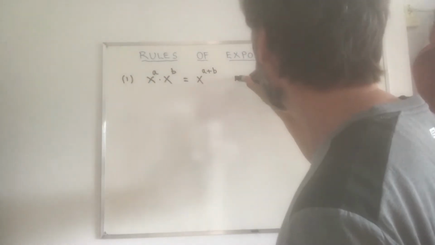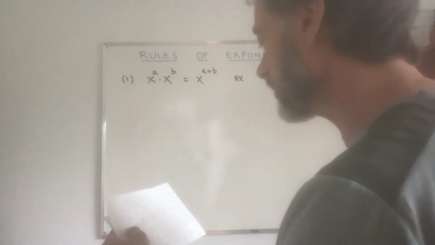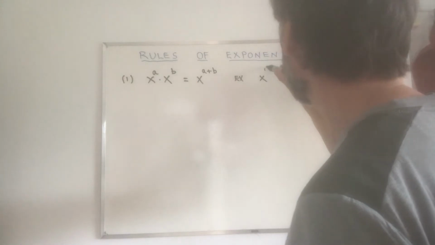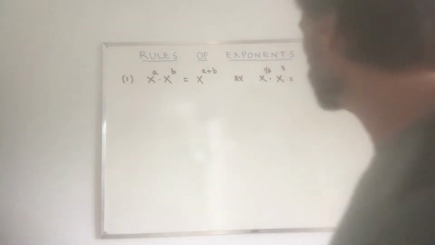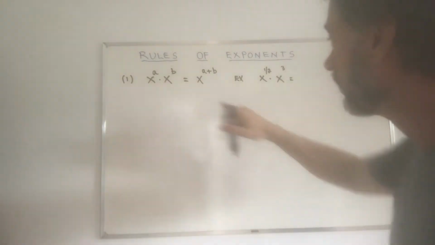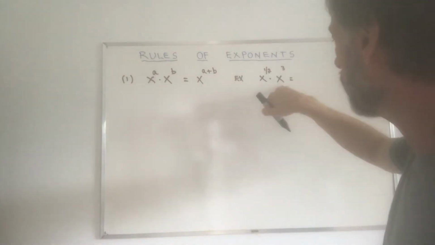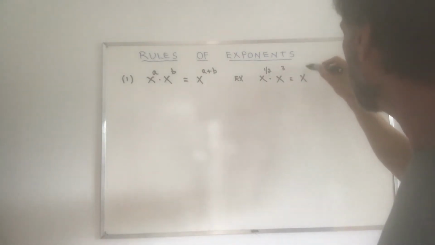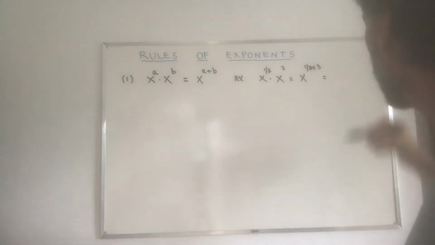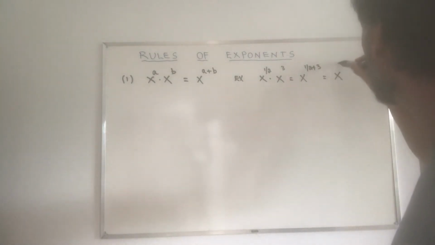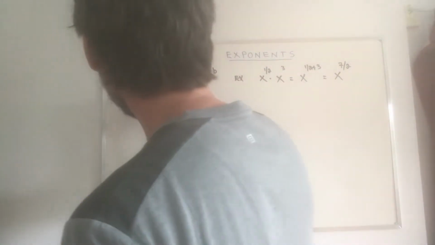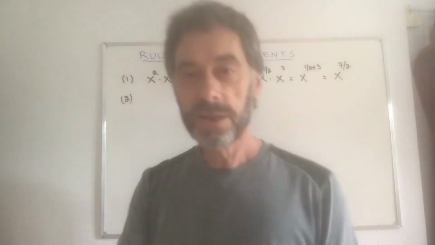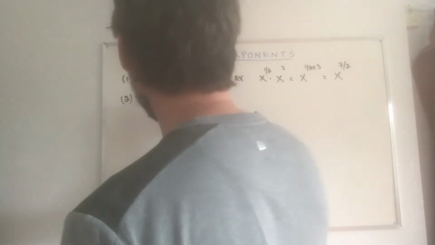Little quick example here to illustrate, nothing too fancy. Suppose I have to multiply x to the 1/2 with x to the 3. How would I do this? Well, I've got the same x in both places. So that means I can add my exponents. Very fundamental. So 1/2 plus 3 would be 7/2. First rule.